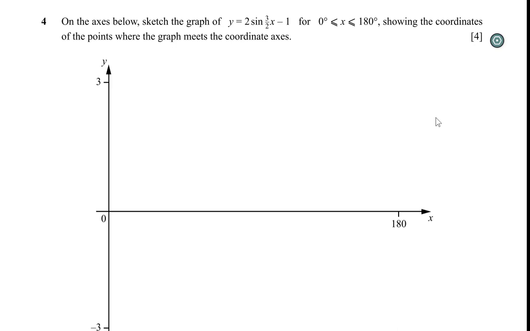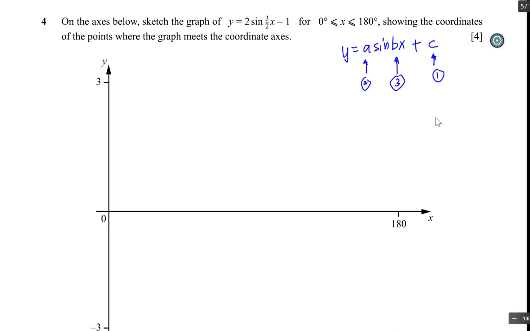Okay, then we will sketch the graph for sine. First things first, when you have an equation like this, of course you need to check the range, and then they ask you to show the coordinates where the graph meets all the axes. That means you have to show the x-intercept and y-intercept. For trigonometry, remember y equals a sine bx plus c. This is the general equation for trigo. We focus on c first, then we focus on a, and last we focus on bx.